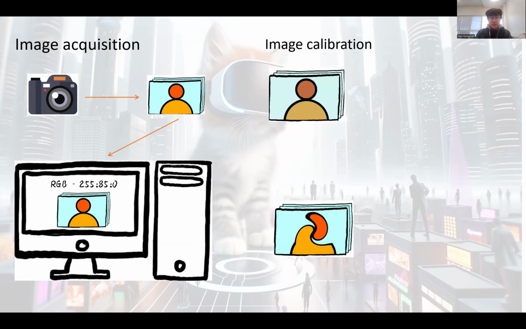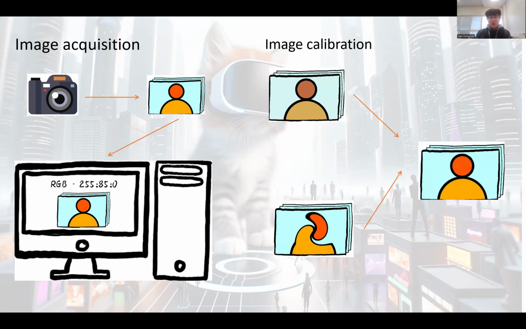Image calibration is to process the image according to these interference factors. We need to modify the raw picture and make it much clearer. This is image calibration.